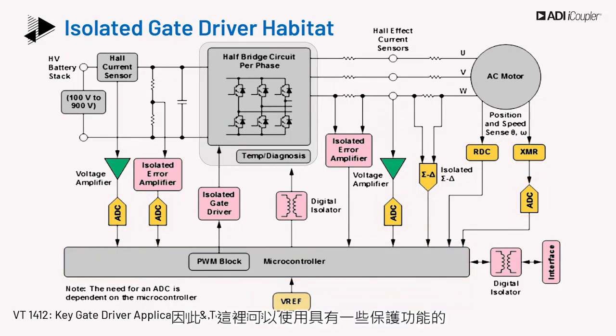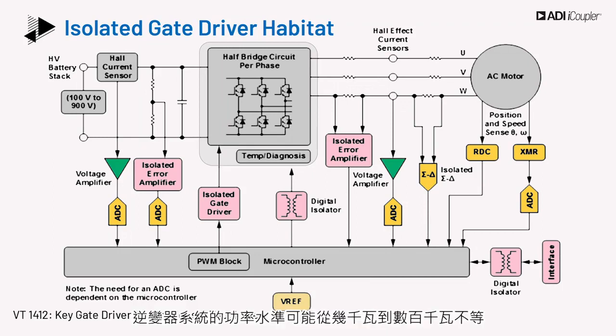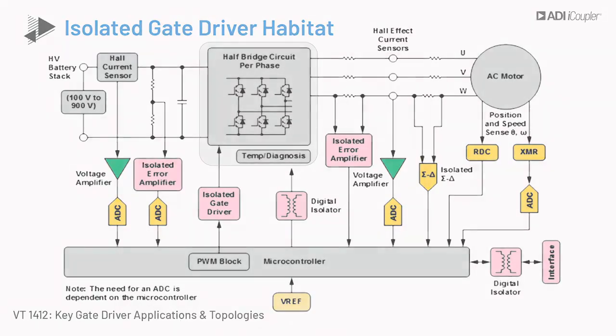Thus, isolated gate drivers likely have some protection features, such as DSAT detection, and a Miller clamp could be used here. Other applications, such as EV, HEVs, also have a separate inverter for regenerative braking. Inverter system power levels may range from a few kilowatts to hundreds of kilowatts.